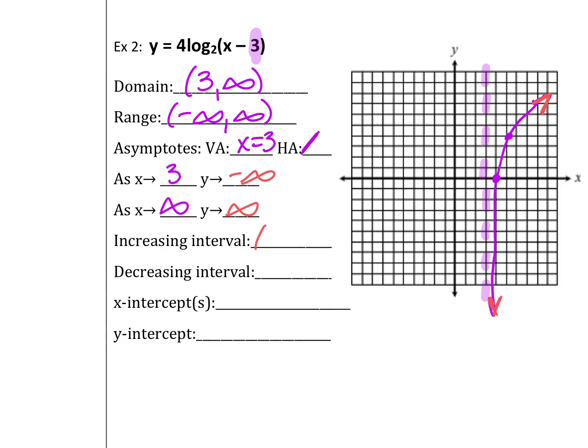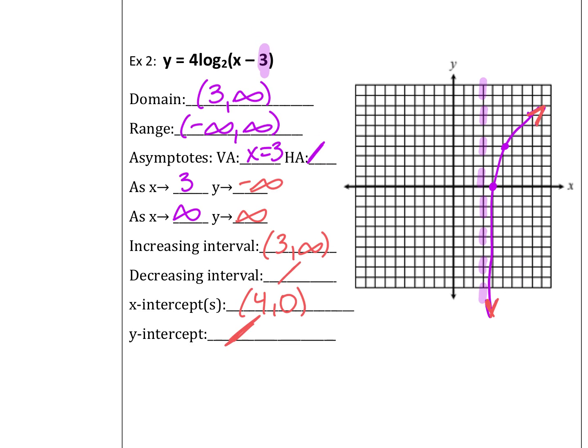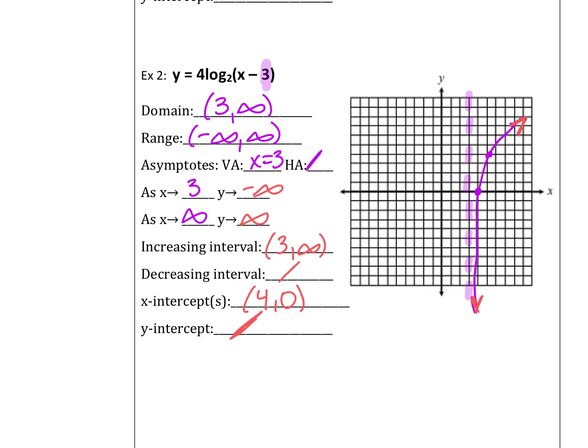So copy domain. X-intercept? 4, 0. Is 0, 4 the same thing? Don't do that. And then the y-intercept. Okay. How do we feel about this? Everybody, thumbs up, thumbs to the side, thumbs down. Okay. All right. Right along.